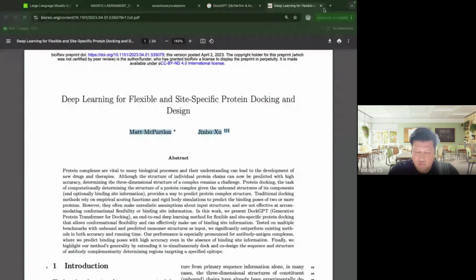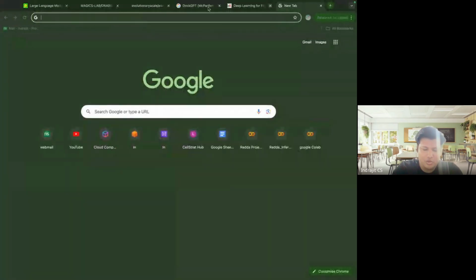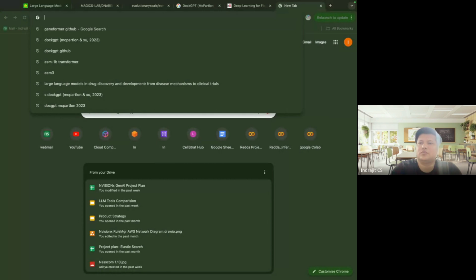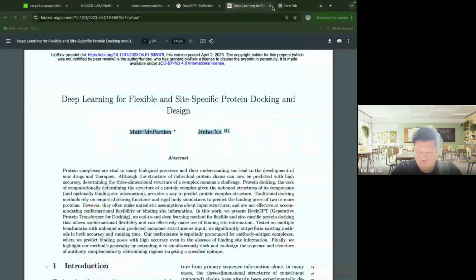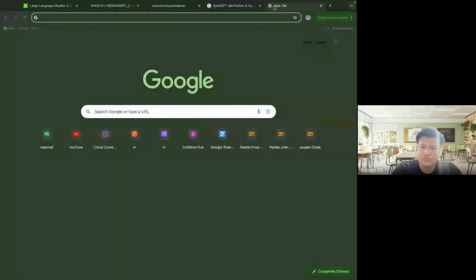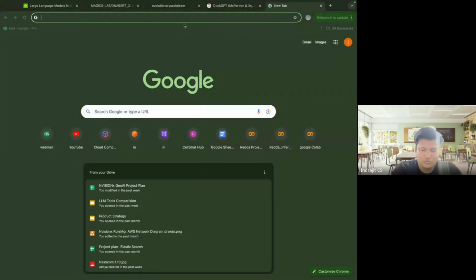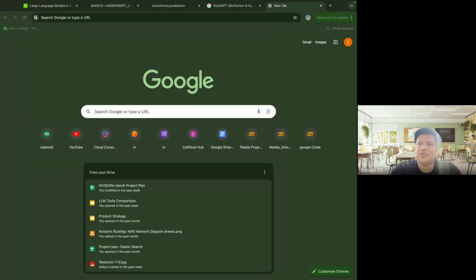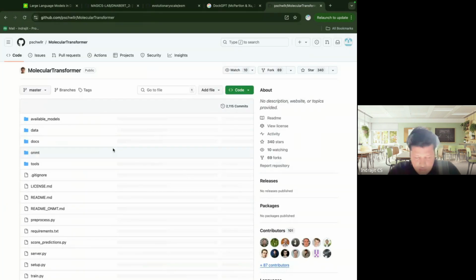Okay, so I don't know how many of you have explored Molecular Transformer here. There is a search issue for me again. Yeah, I paste that here.